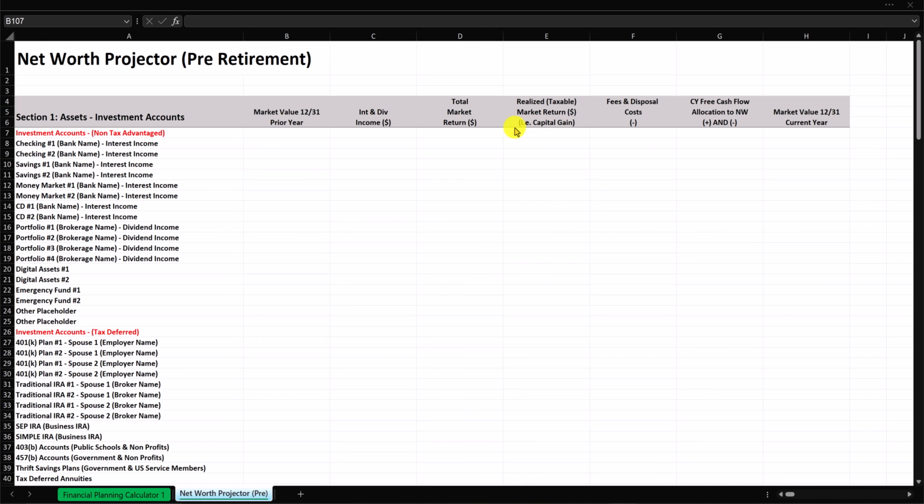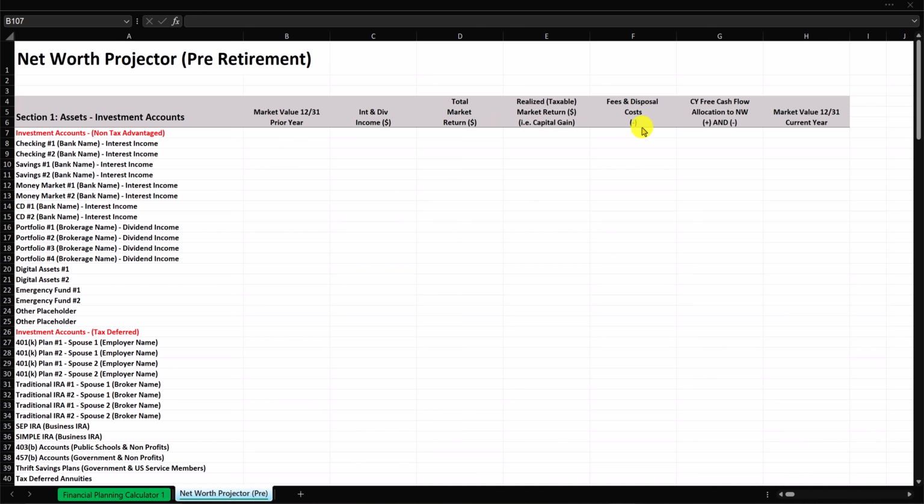So we're going to put a column in here for the realized portion of the gain, capital gain, that's going to be taxable in the current year. And again, that may only represent a portion of the total gain that's right there. So we'll figure out how to work with these two components together.